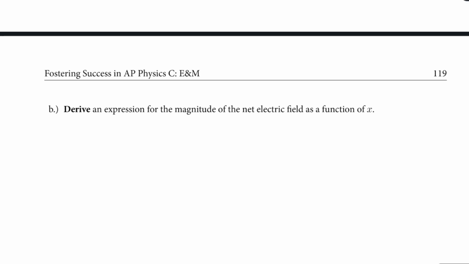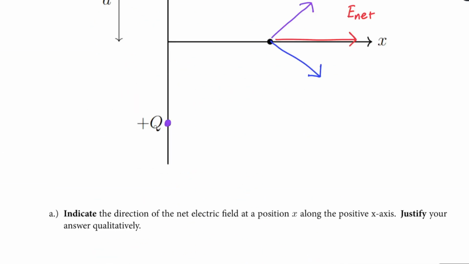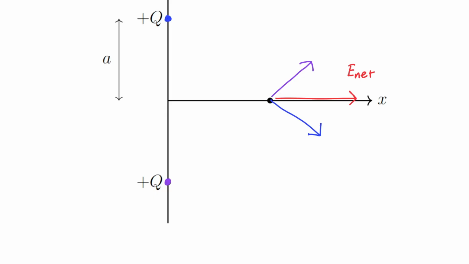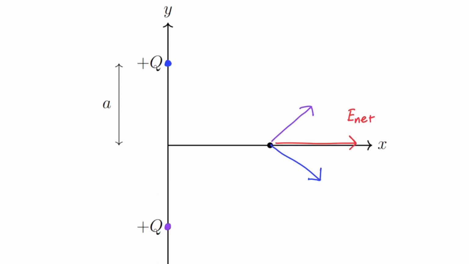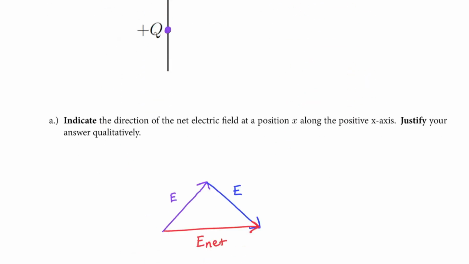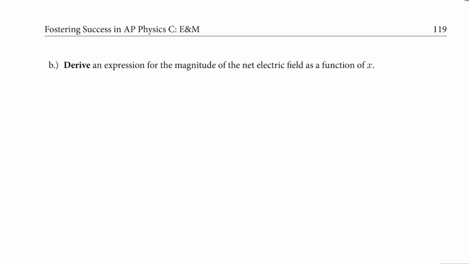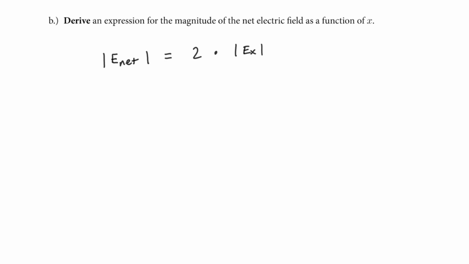So now let's find the magnitude of this field. This is very similar to the triangle example because we don't want the full field from either charge. We just want the x components because that's actually what's adding here. So my net electric field is just going to be 2 times the x component of the field from one charge.